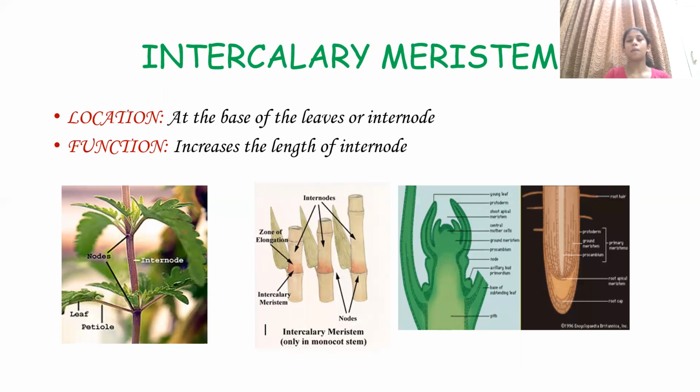Coming to the next type of meristematic tissue, intercalary meristematic tissue. These are located at the base of the leaves or internode. Between two nodes comes the internode; the distance between two nodes is known as internode. The function of intercalary meristematic tissue is that they increase the length of the internode.